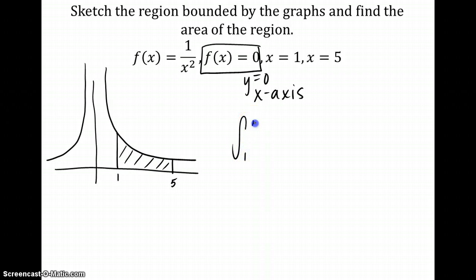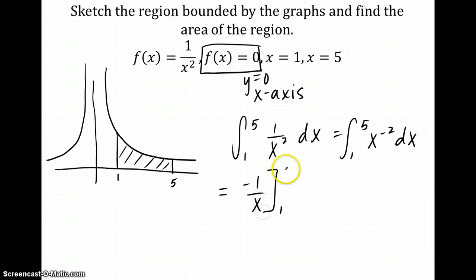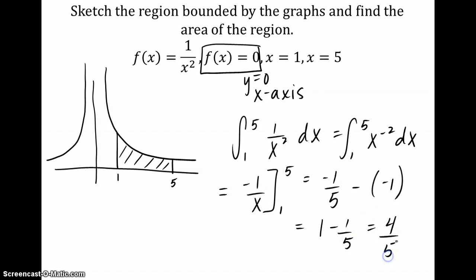So the integral from 1 to 5 of 1 over x squared dx. Integrating the function, negative 1 over x from 1 to 5, negative 1/5 minus negative 1. So the area would be 4/5.